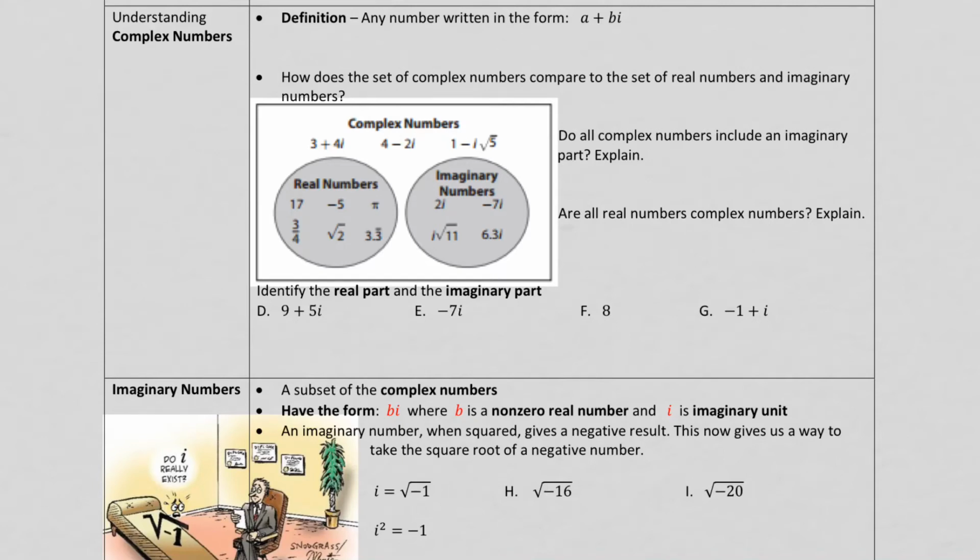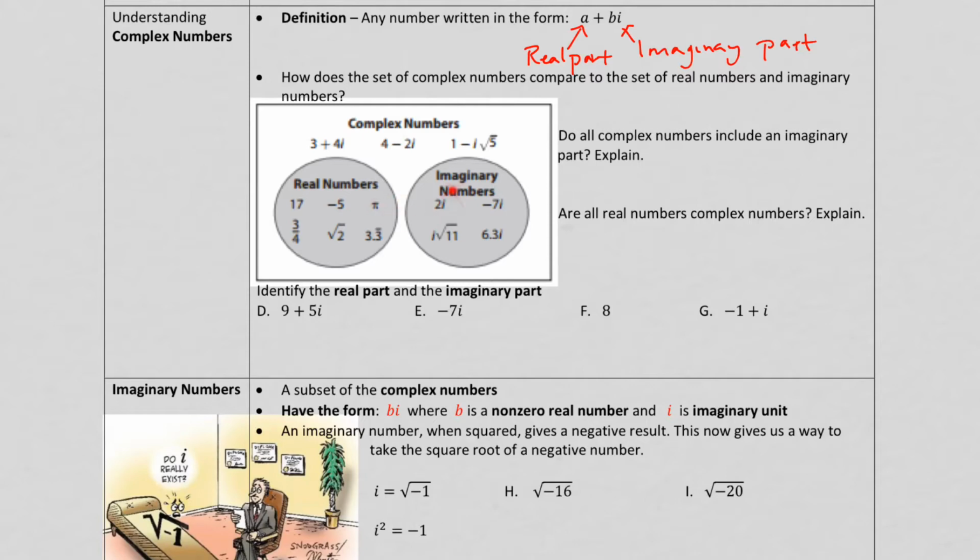Okay, so what are complex numbers? As a definition, complex numbers are any number written in the form a plus bi, where a is going to be the real part of the complex number. And then the bi is going to be the imaginary part. So a complex number has these two components to it.